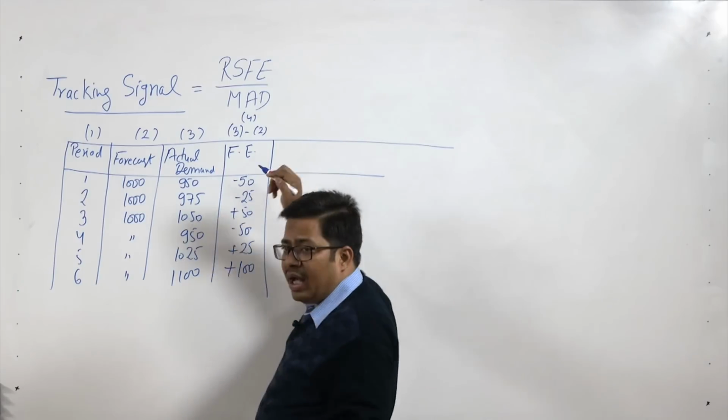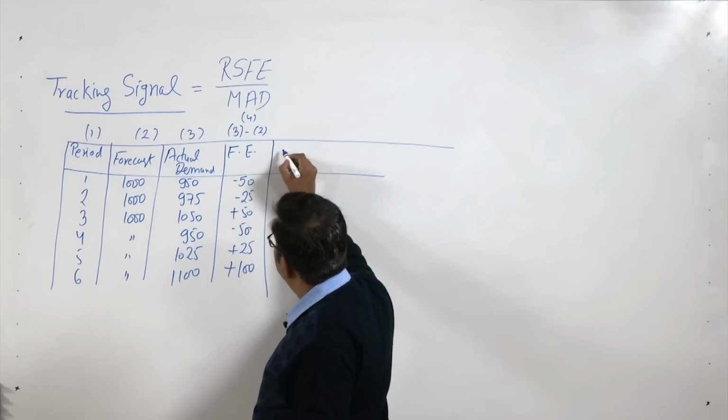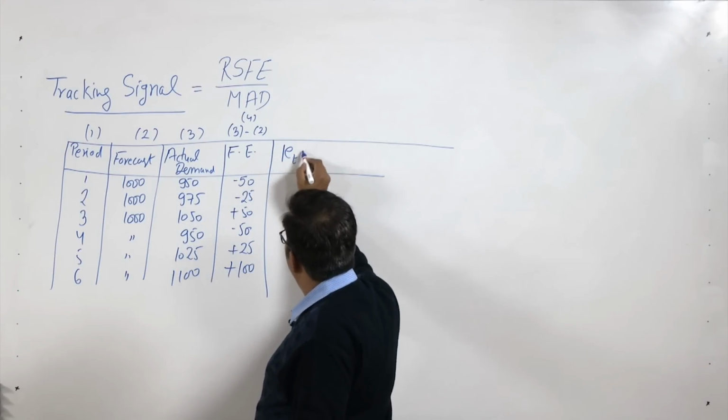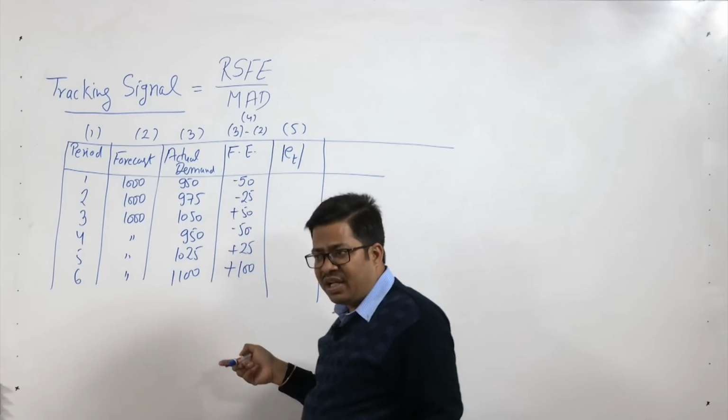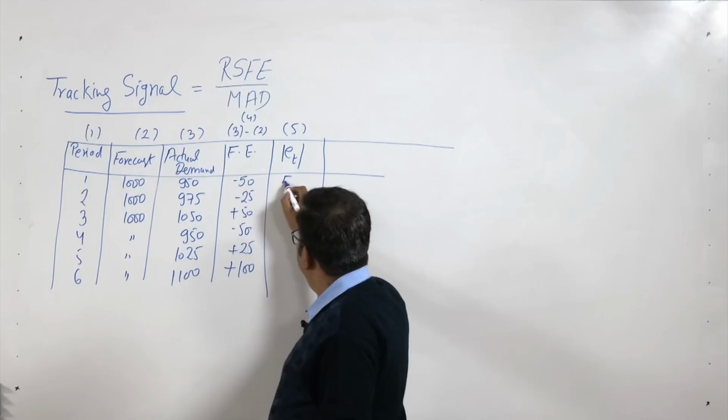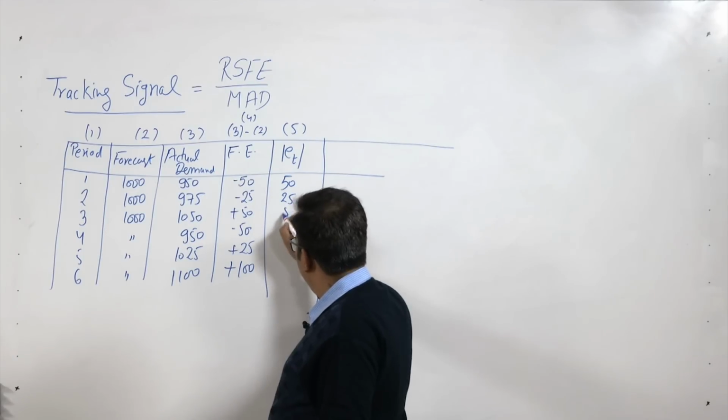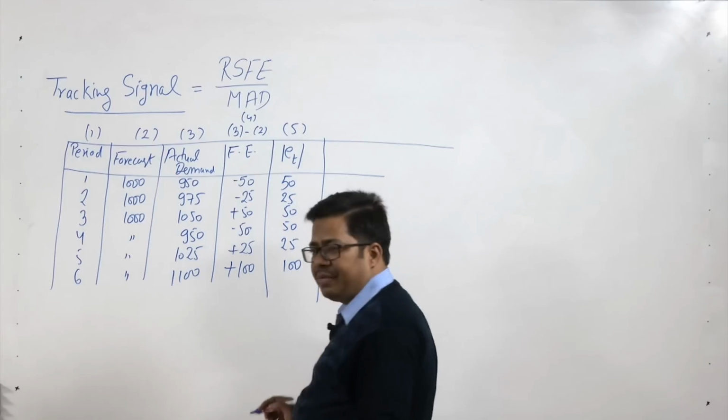The absolute values of the forecasting error will be these values without sign. So, these are 50, 25, 50, 50, 25 and 100.